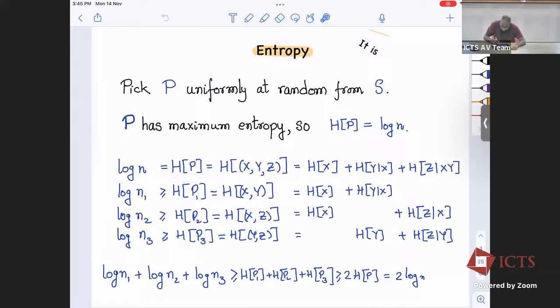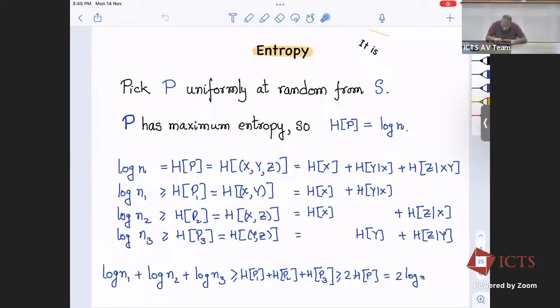H of X does appear twice. H of Y given X appears as H of Y given X on the right-hand side, but once it appears as H of Y. Now, at least our intuition of entropy should say that this is the amount of information that I learned from knowing Y after I know X. This is the amount of information in Y itself. So the amount of information in Y ought to be greater than the entropy of Y given X. Believe everything I say. Similarly, this term is dominated by these.